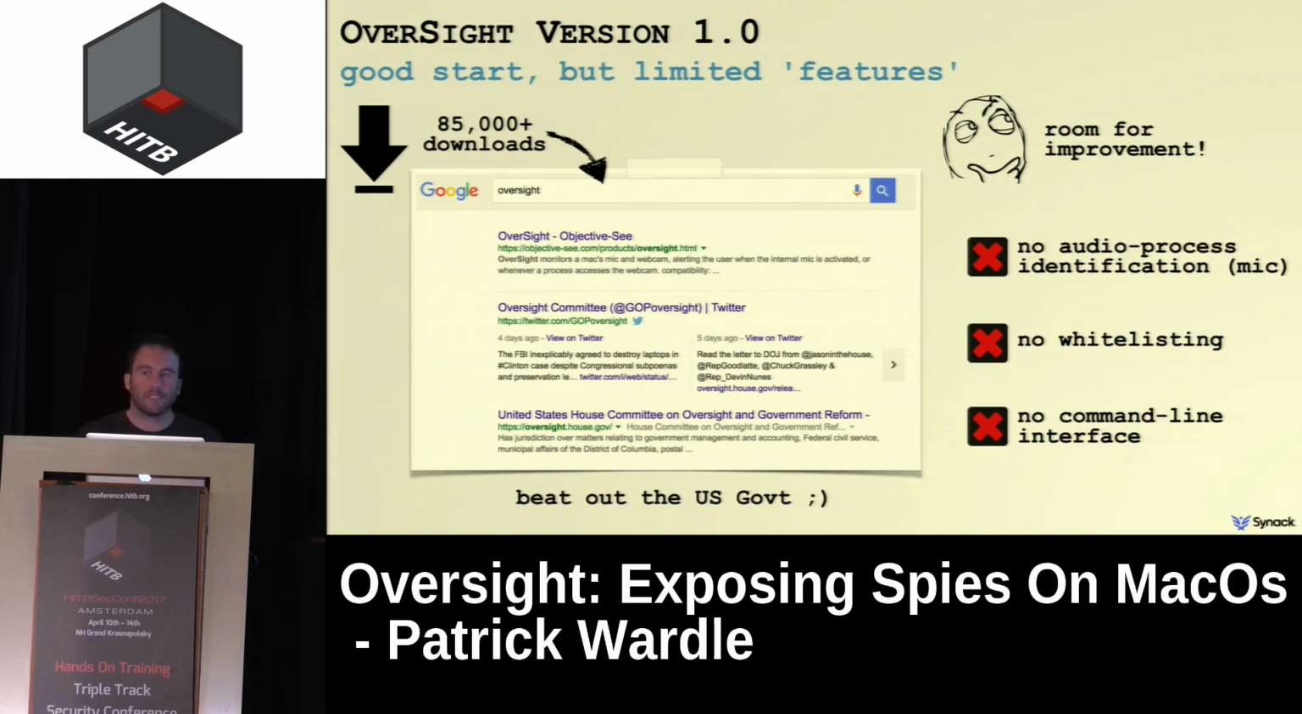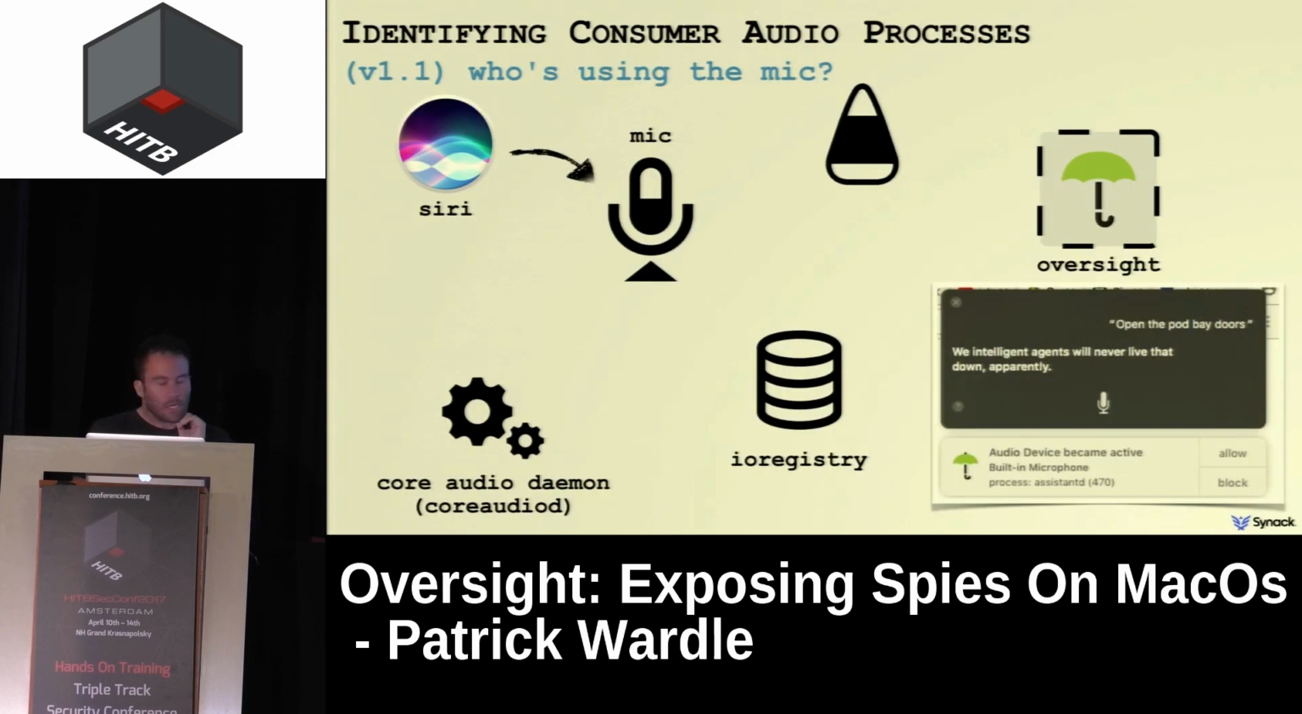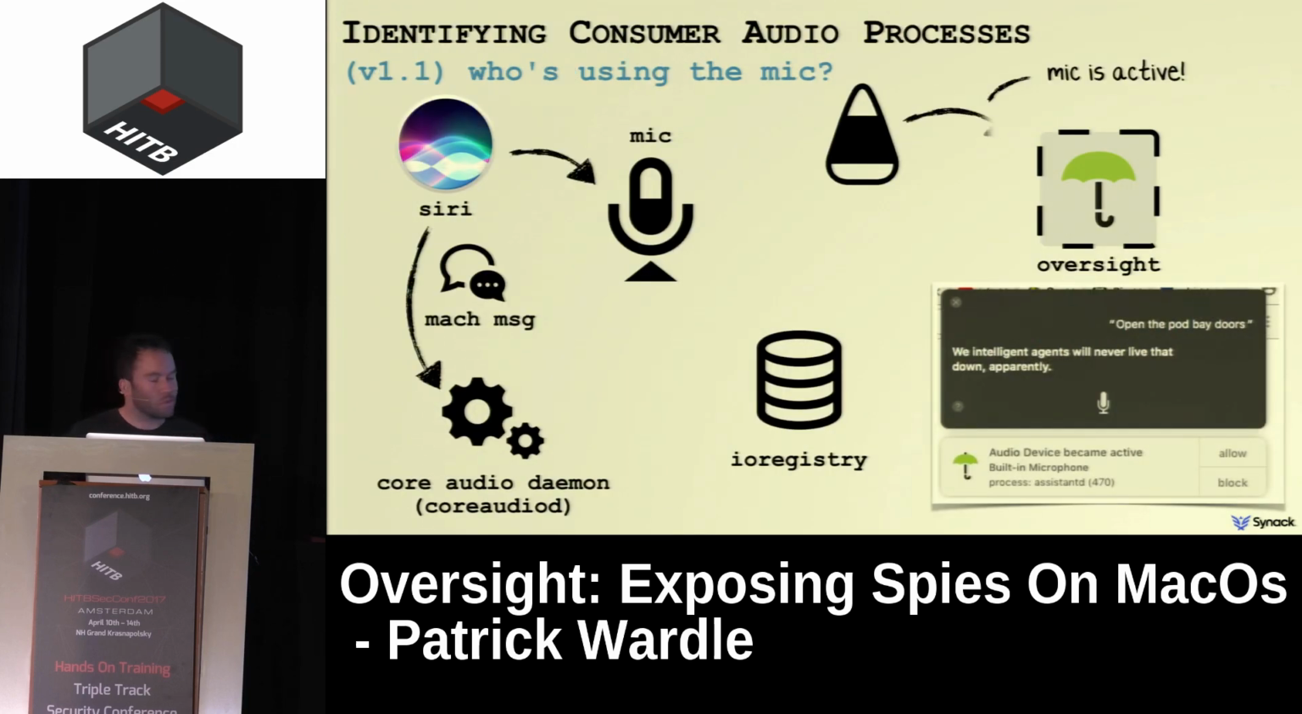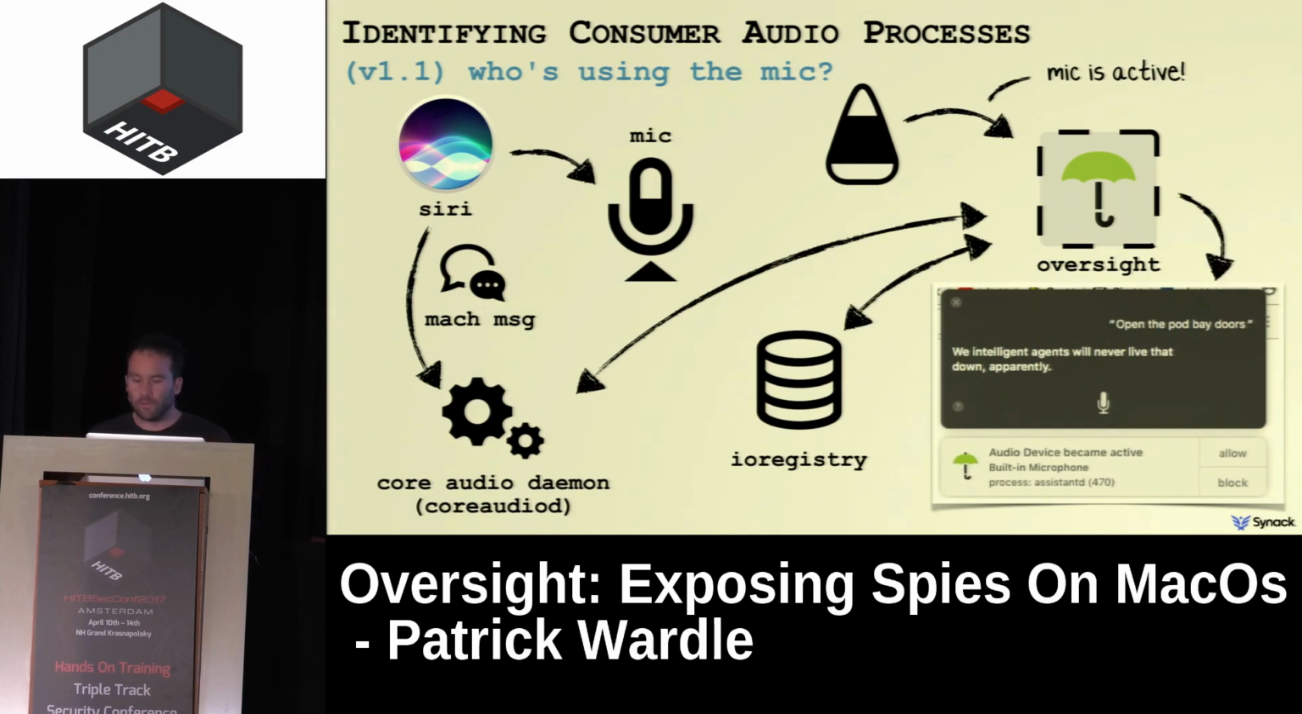So the first thing was, the initial version of Oversight, while it could identify what application was using the webcam, couldn't identify what application was using the mic. It just said, someone's using the mic. It also had no whitelisting. So say you use Facebook or Skype a lot, it would alert you every time you used one of those applications, which got a little annoying. Then it also didn't have a command line interface. So today, I'm releasing version 1.1, which has a slew of new features.